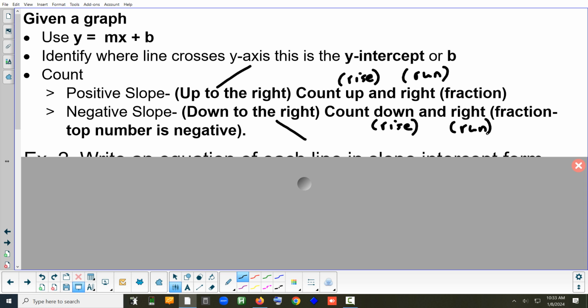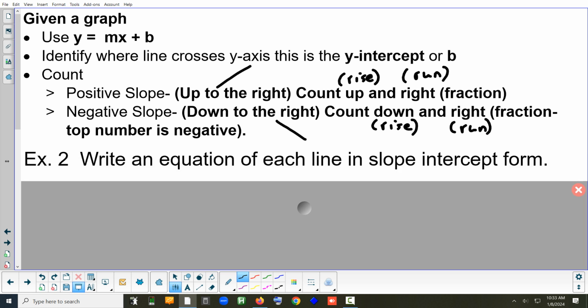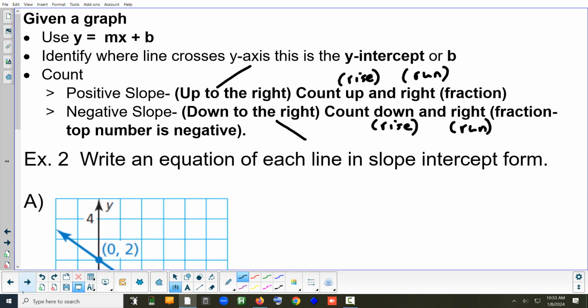Infinite? Not infinite. Not defined? Negative? Undefinable? 0. It's the one we actually did in the last problem. When the slope is 0, that's horizontal slope.